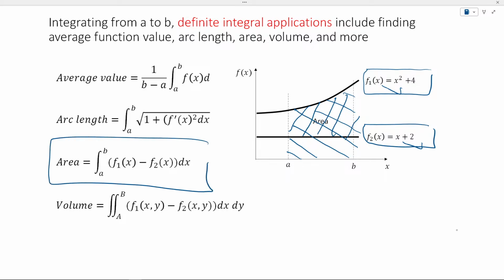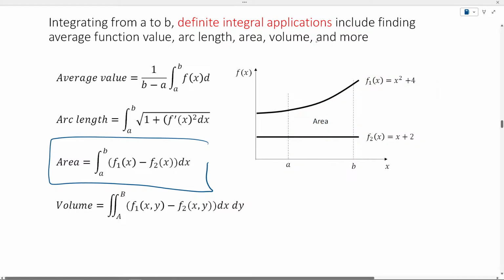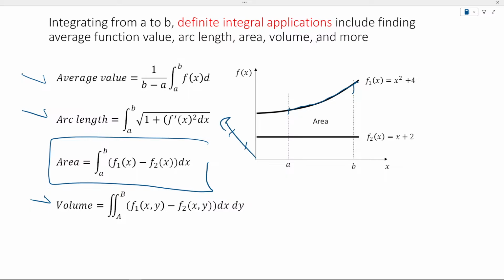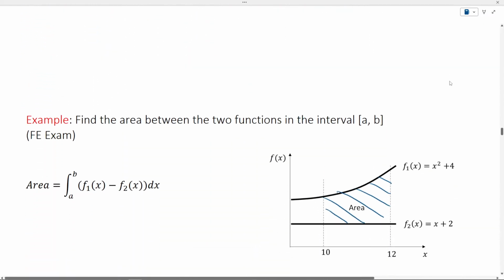You can find the average value of this function from here to here using this equation. If I asked what is this arc length from here to here, you can use this equation. Volume, basically you integrate in this direction, and then for the volume you also integrate in this direction from, I don't know, C to D or whatever, and then you get a volume. Okay, you get these types of questions in the FE exam. I have a few of them here for you.